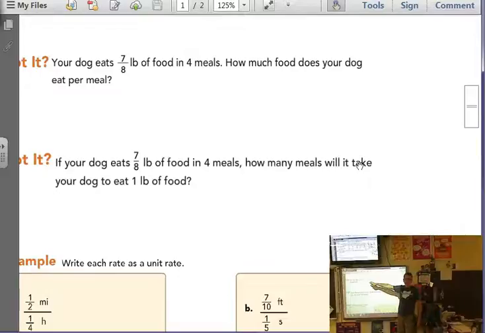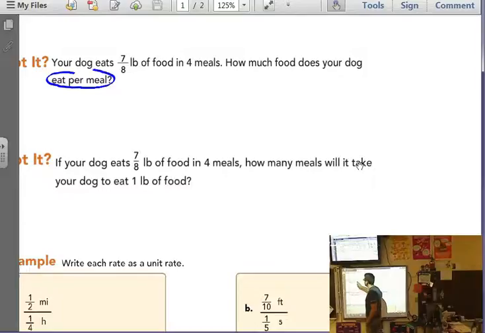So, try this on your own. Do not look at the screen unless you're totally confused. I'm going to write up the work. Try to keep your eyes on your paper. We're running out of time. You want to eat per meal. That per meal should tell you what should be in the denominator.